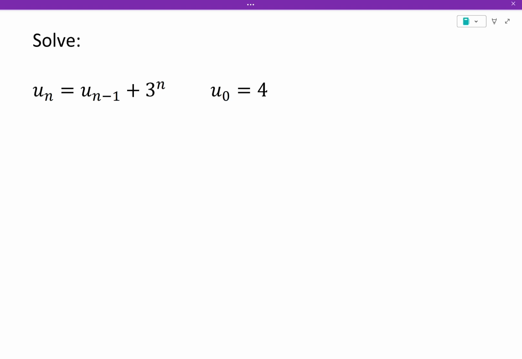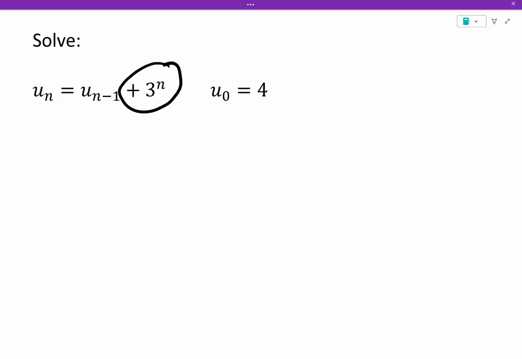In this video, we're going to look at another example of solving a first order non-homogeneous recurrence relation. However, with this one, something slightly different is going to happen. If we look at our recurrence relation here, it's non-homogeneous because of this plus 3 to the power of n, which doesn't have a subscript in it.